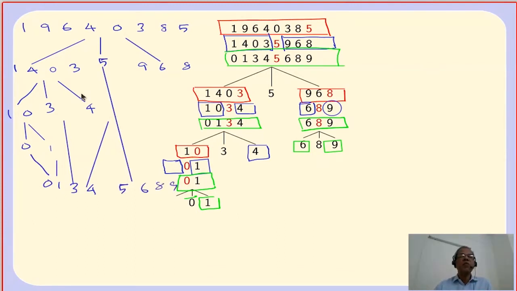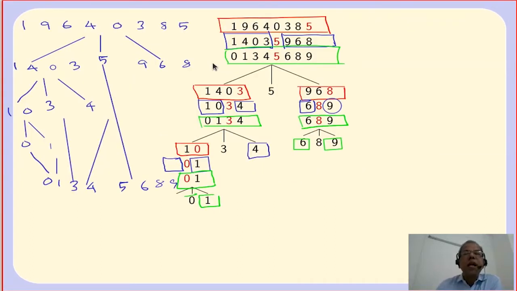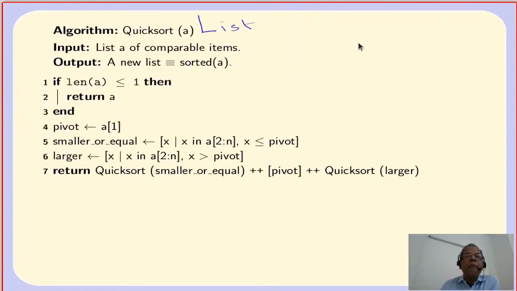This is yet another way of tracing the quicksort algorithm. So the quicksort algorithm itself is very easy. Quicksort, A is a list, input list A of comparable items, output a new list which is equivalent to sorted A. Input is 1964038, output is 01345689. It's a new list consisting of all the elements of the input, only that the new list is sorted.